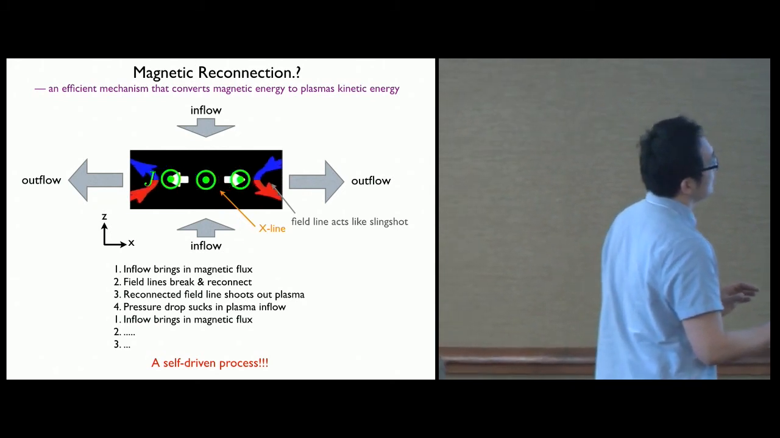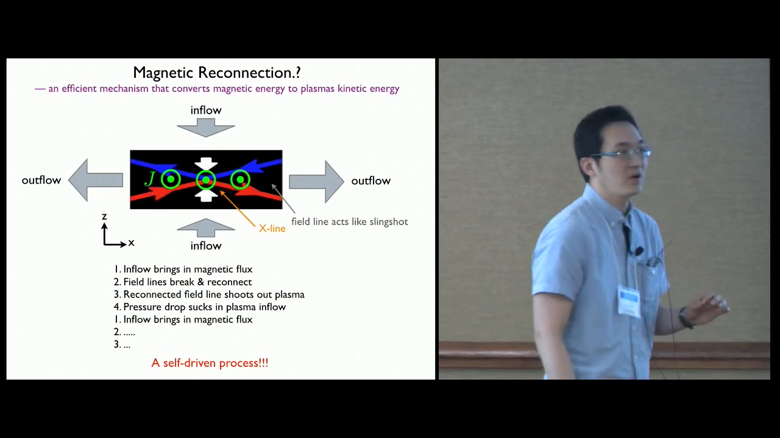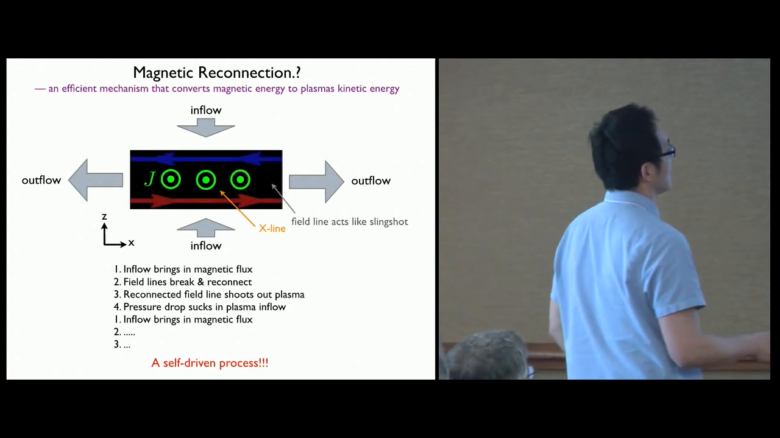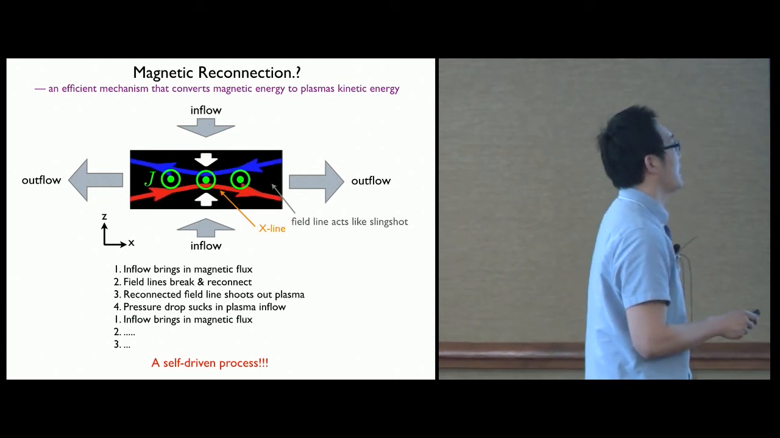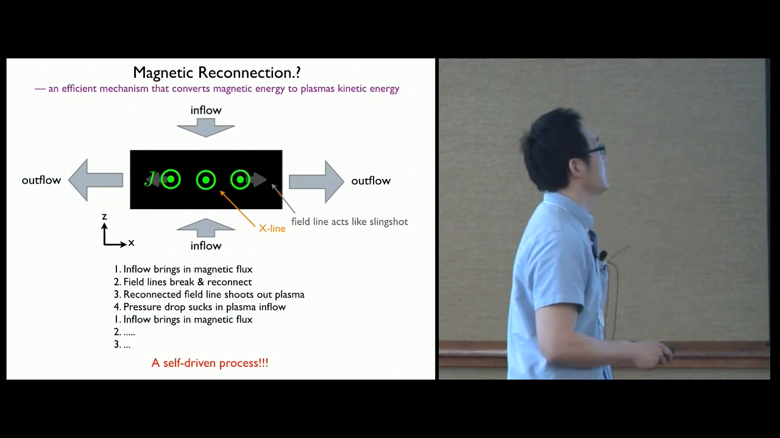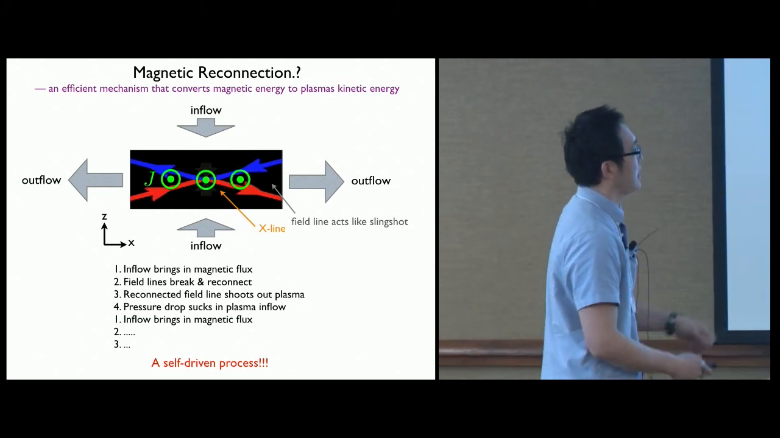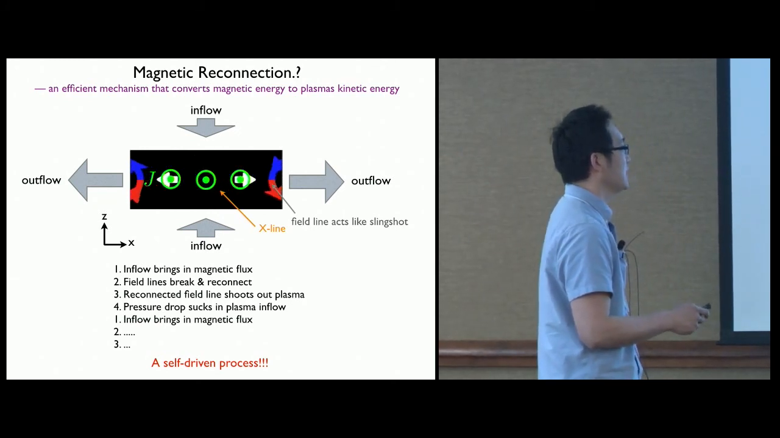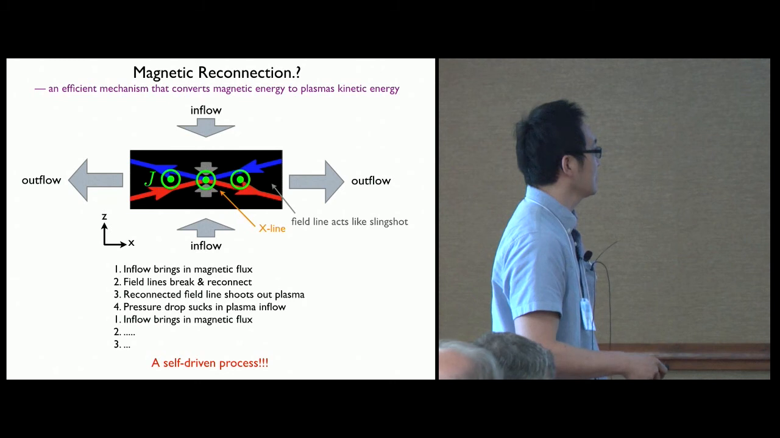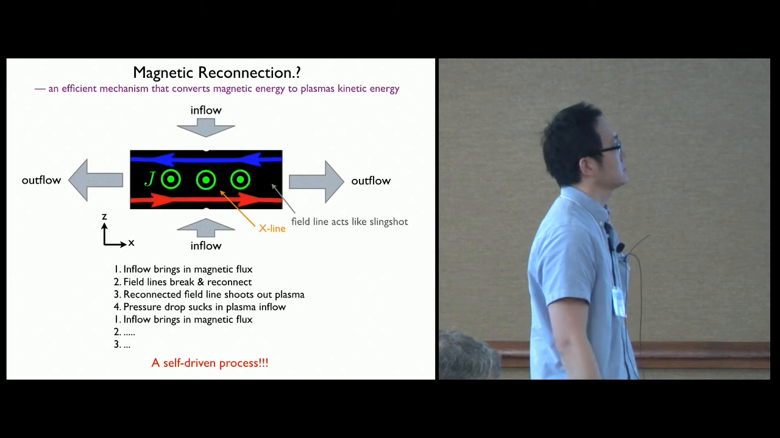And you see this newly formed field line has a large curvature, right? The field line and the plasma have a special property: it has tension force. So if you have this high-curvature B field, it wants to shoot out the plasma. It acts like a slingshot. Once plasma is ejected out, the pressure in the center will drop. Therefore, due to the pressure balance, this will suck in more inflow of plasma, bringing in magnetic flux for reconnection. Therefore, reconnection is a self-driven process. And it's a very efficient mechanism that converts magnetic energy to plasma kinetic energy.